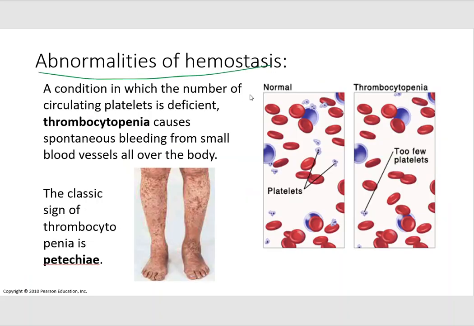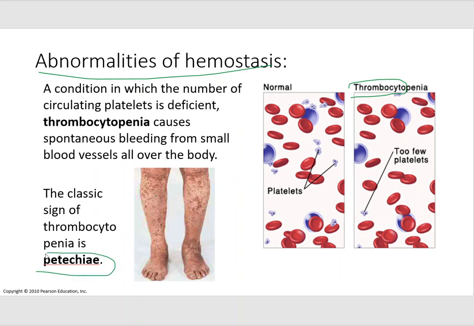Other abnormalities: when you don't have enough platelets, that's called thrombocytopenia. Penia means poor, so thrombocytopenia means your platelet count is down. What's going to happen? You're going to have lots of little bleeding spots under your skin, like little teeny tiny bruises. They're going to be pinpoint dots. That's where you're getting bleeding from real small blood vessels like capillaries underneath your skin.